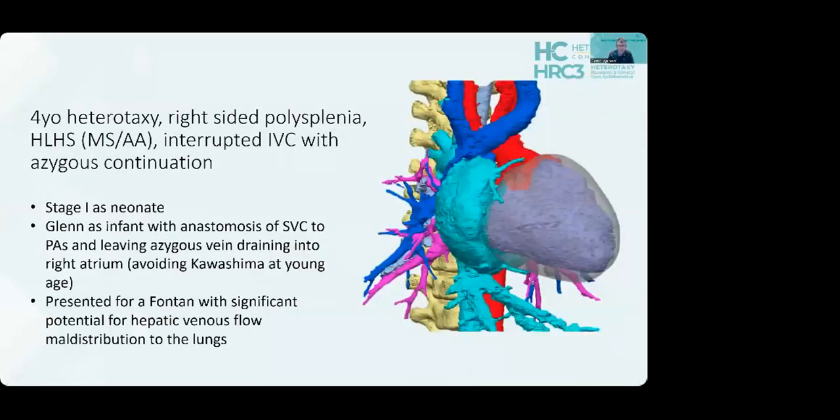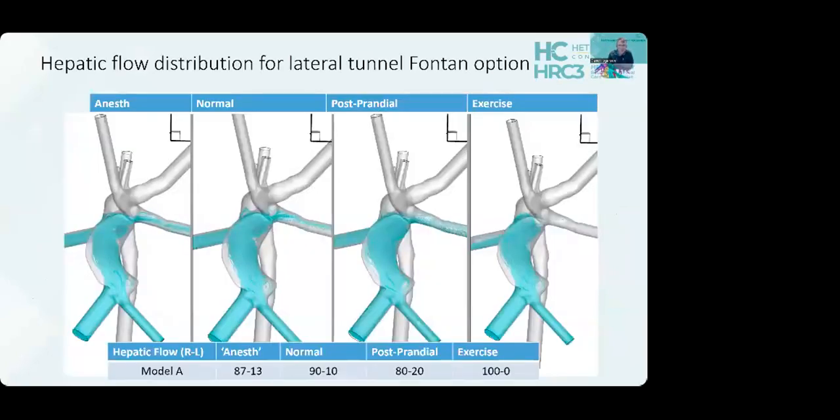And so if we can jump back to that patient we first talked about, this 4-year-old with heterotaxy and right-sided polysplenia, hypoplastic left heart syndrome, who underwent the stage 1 and then the Glenn. Now we're trying to understand what is the best option for Fontan in this patient. And this demonstrates the hepatic flow distribution for a lateral tunnel or an extracardiac kind of a connection, where the hepatic veins are connected directly up underneath the pulmonary arteries, and then that azygous vein is also connected to the right pulmonary artery.